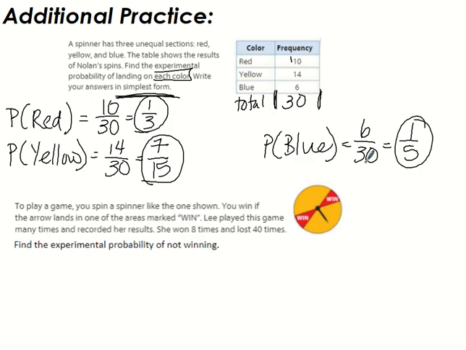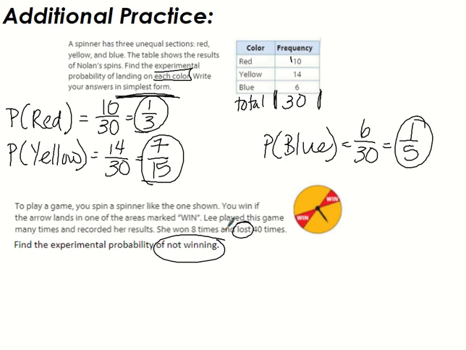All right, to play a game, you spin a spinner like the one shown. If you win, the arrow lands in one of the areas marked win. Lee plays this game many times and recorded her results. She won 8 times and lost 40 times. Find the experimental probability of not winning, so that'd be losing, right?